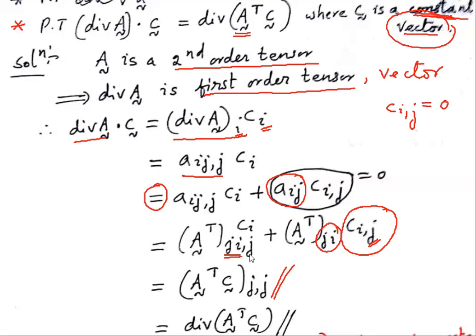So we have proved divergence of A dot C is equal to divergence of A transpose C. The C that was outside with the dot product has gone inside here with the ordinary product. So that is the identity.